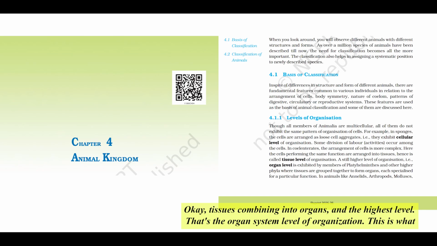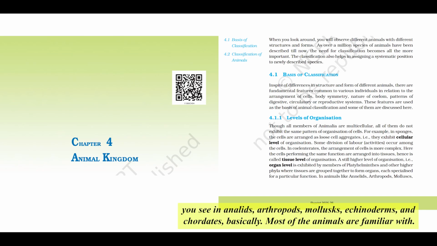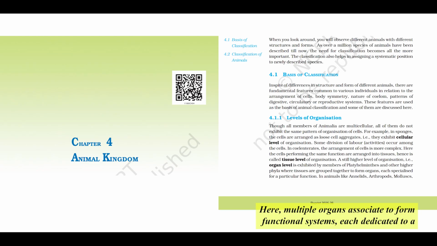And the highest level. That's the organ system level of organization. This is what you see in annelids, arthropods, mollusks, echinoderms, and chordates, basically. Most of the animals we're familiar with. Here, multiple organs associate to form functional systems, each dedicated to a specific physiological process, like the digestive system or the circulatory system. Allowing for really specialized and efficient processes. Exactly. Highly specialized and efficient.